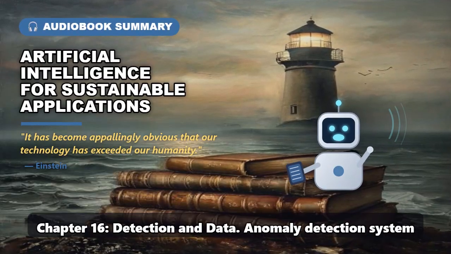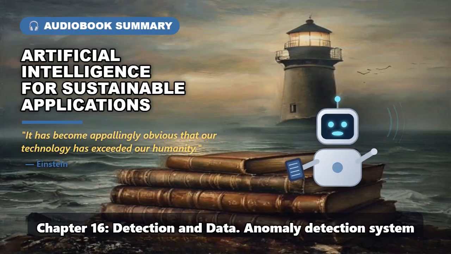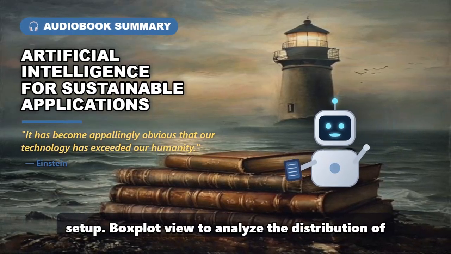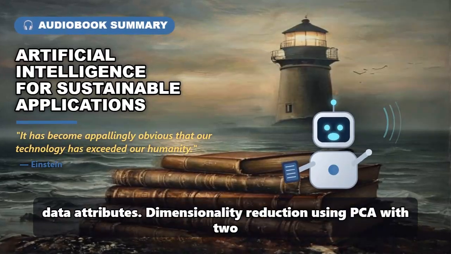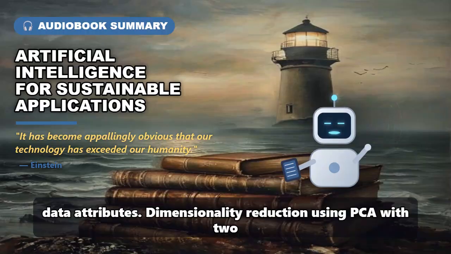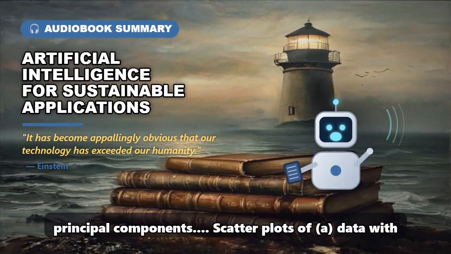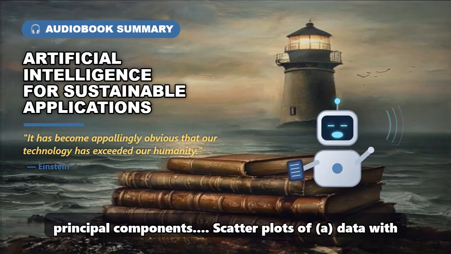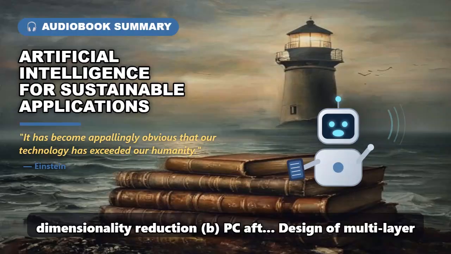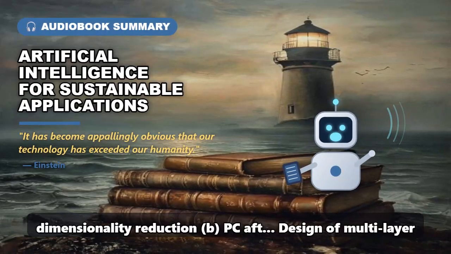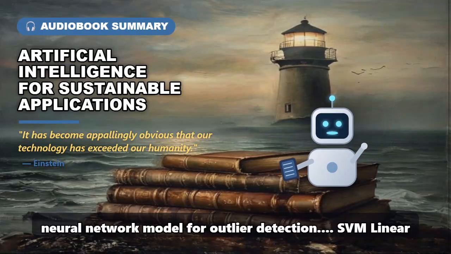Chapter 16, Detection and Data. Anomaly detection system setup. Boxplot view to analyze the distribution of data attributes. Dimensionality reduction using PCA with 2 principal components. Scatter plots of A. Data with dimensionality reduction, B. PCA. Design of multilayer neural network model for outlier detection.